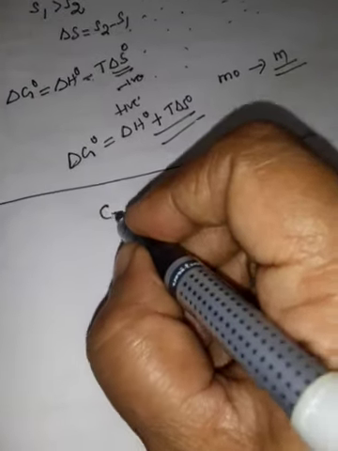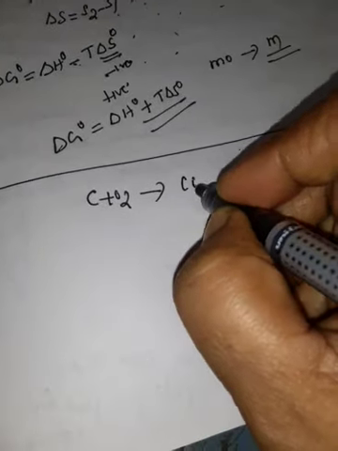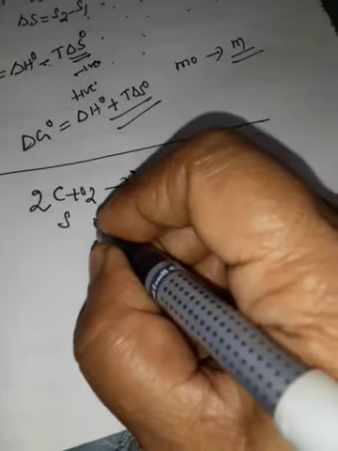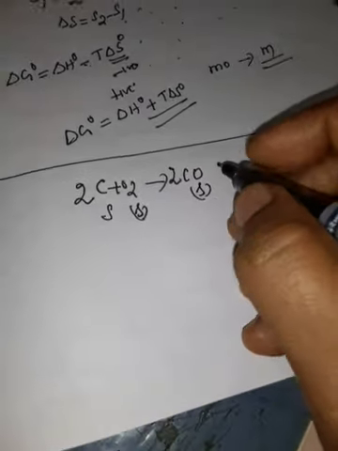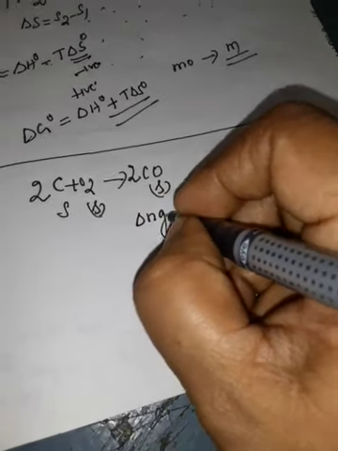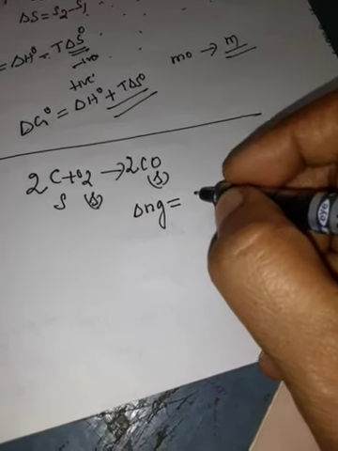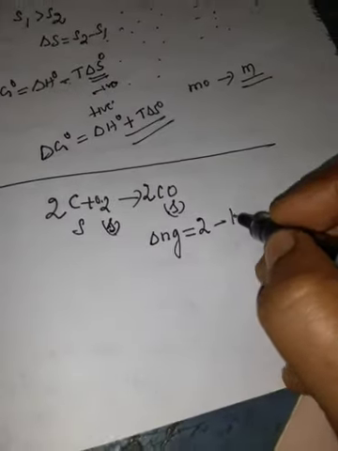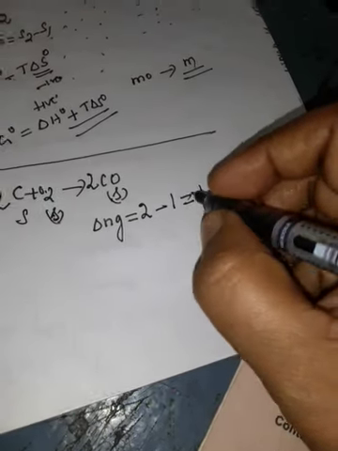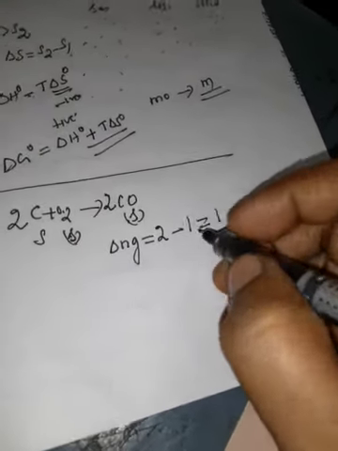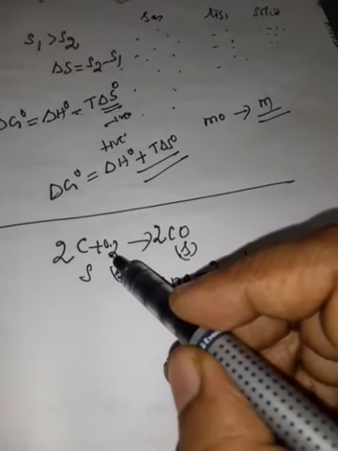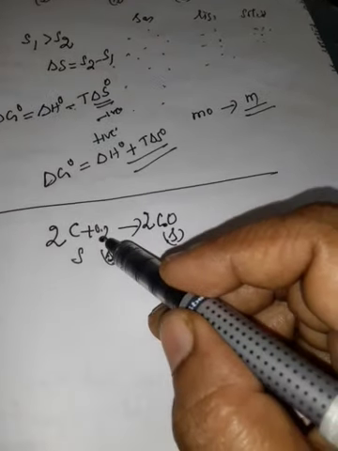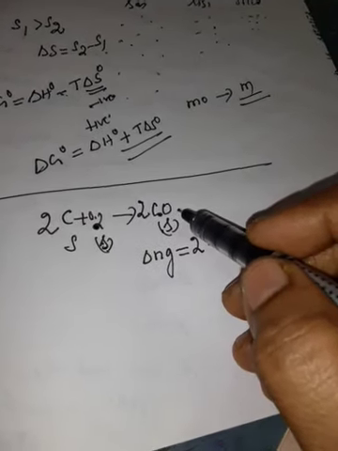Observation 2: carbon plus oxygen forming carbon monoxide, on balancing, 2C plus O2 gives 2CO. Carbon is solid, oxygen and CO are gas. When calculating delta Ng, that is product moles minus reactant moles, there are 2 moles of CO gas, 1 mole of oxygen gas. So when 1 mole of oxygen is used up, 2 moles of CO are produced.